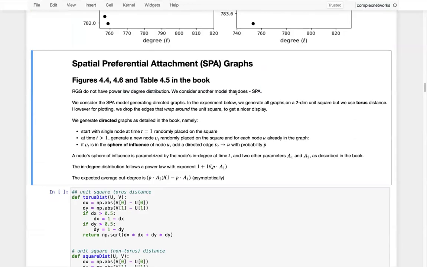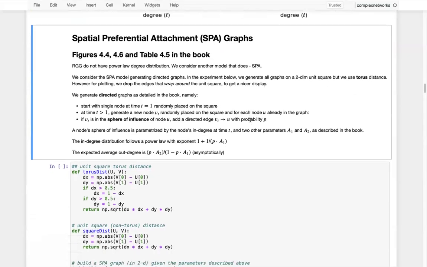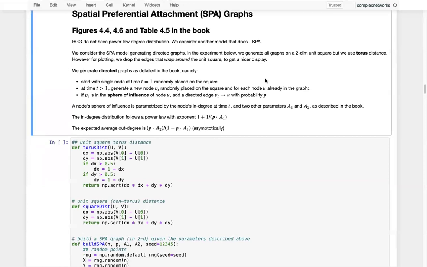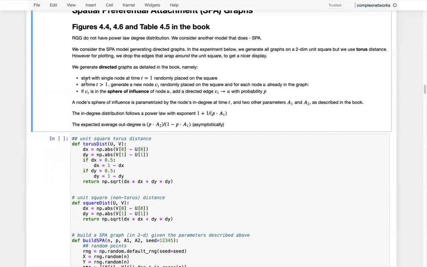Okay, so the random geometric graph does not have, like, a power law degree distribution, for example. So this is why we can consider another type of model, which is called spatial preferential attachment. Again, all the details are given in the book.